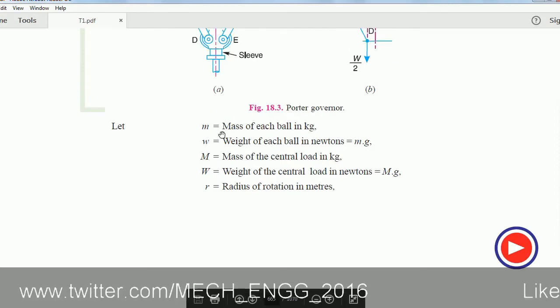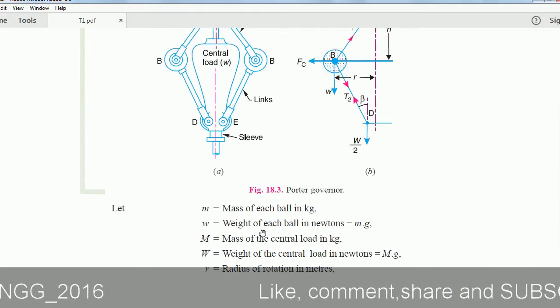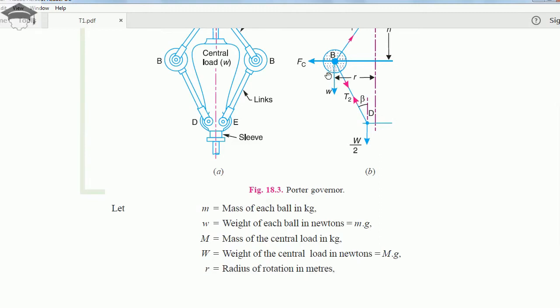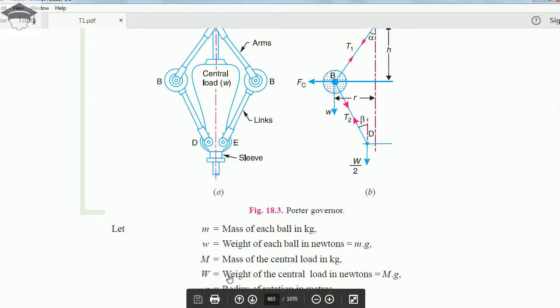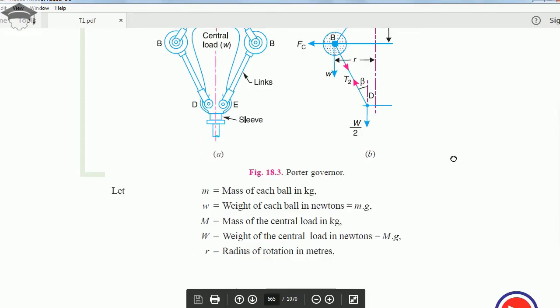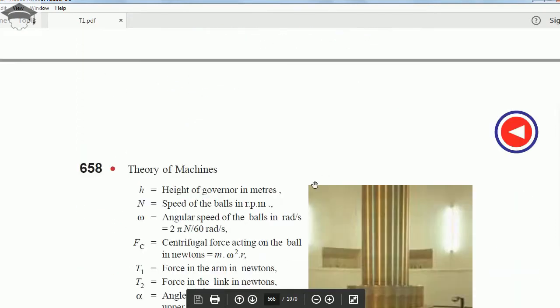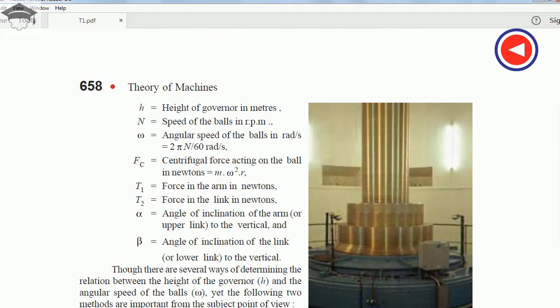Here I already told, small m is the mass of each ball in kg. The ball weight W is small m into g, capital M is the mass of the sleeve, the central load, and W is capital M into g, r is the radius of rotation of the ball, h is the height of the governor in meters, N is the speed in revolutions per minute, omega is the angular velocity, Fc is the centrifugal force, m omega square r, T1, T2 are the tensions or you can say forces, alpha, beta I have already explained, angles of inclination with respect to vertical.